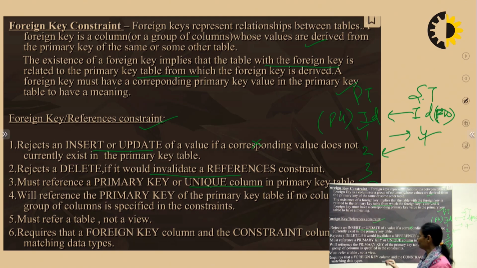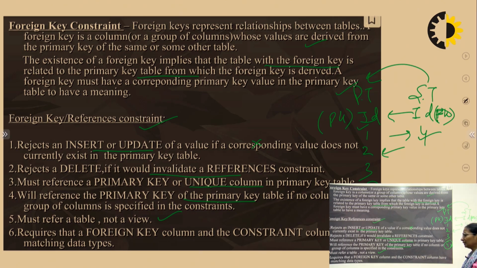It will reference the primary key of the primary key table if no column or group of columns is specified. In that case, automatically, for example, you have referred to this table, whatever primary key it contains, this foreign key is automatically related with the primary key of this table. It must refer to a table, not a view. Important point to be noted.